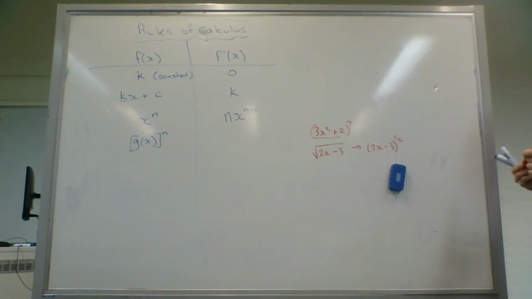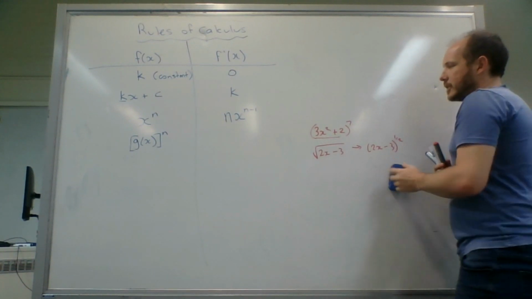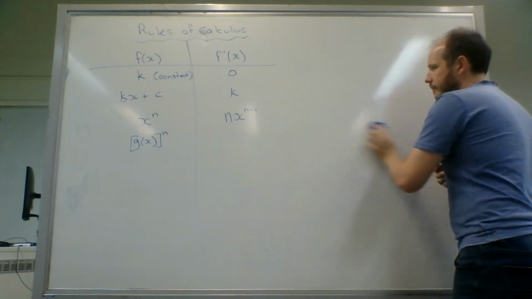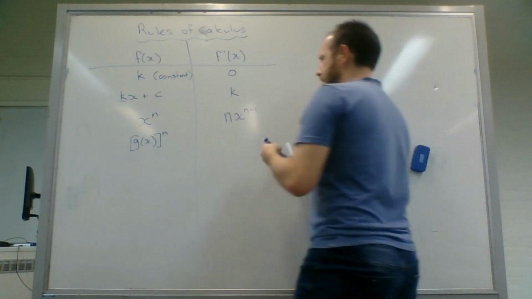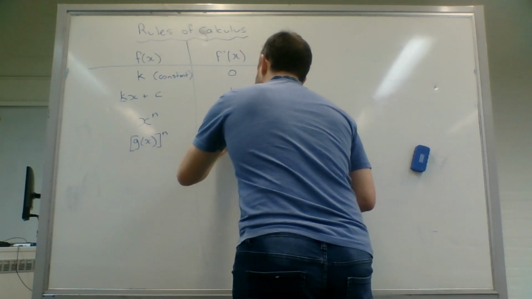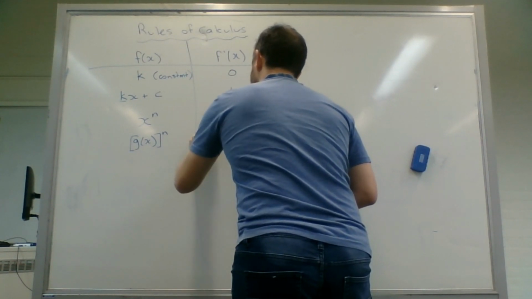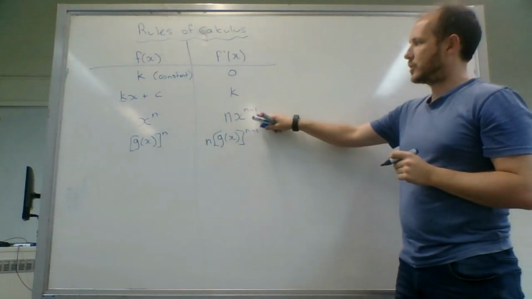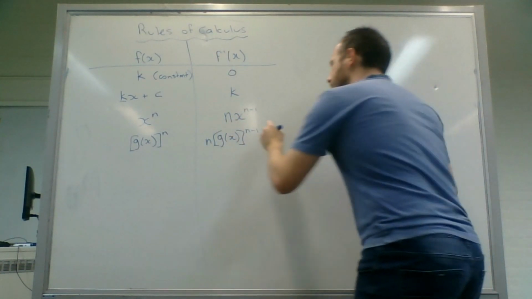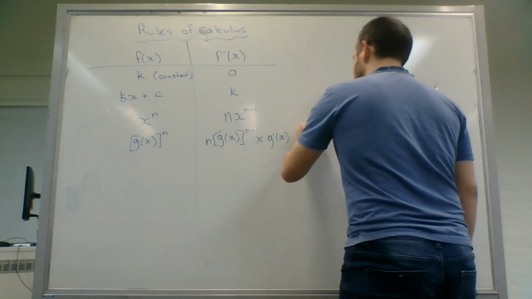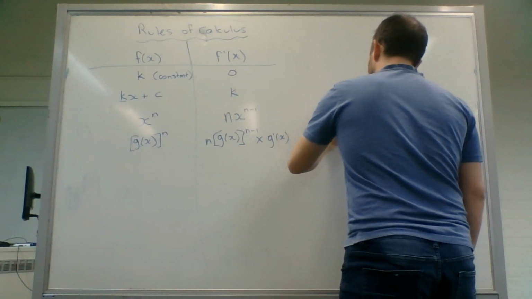Alright? Now, in this case, we have to use what we call the chain rule. Okay? So the chain rule says this, that the derivative is n times g of x to the n minus 1, so just the same as this rule, but then we have to multiply by g dash x. And as I said, this one is called the chain rule.